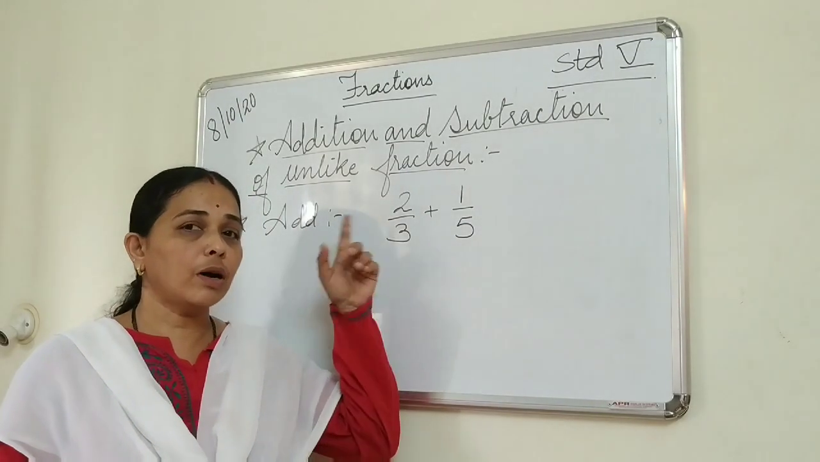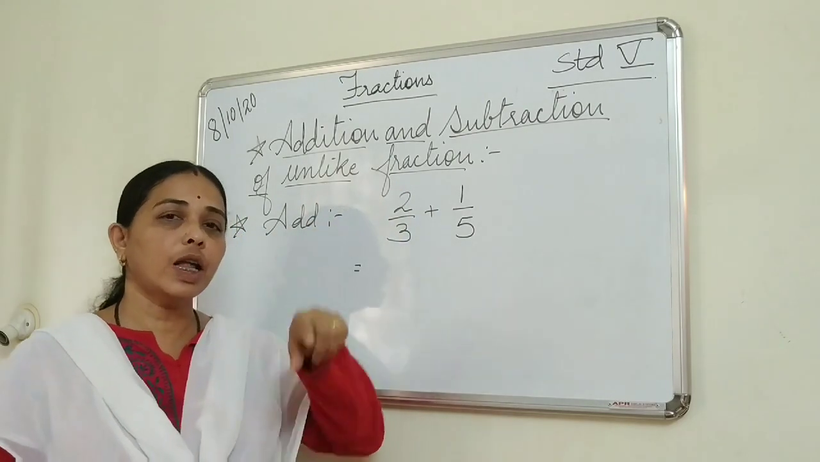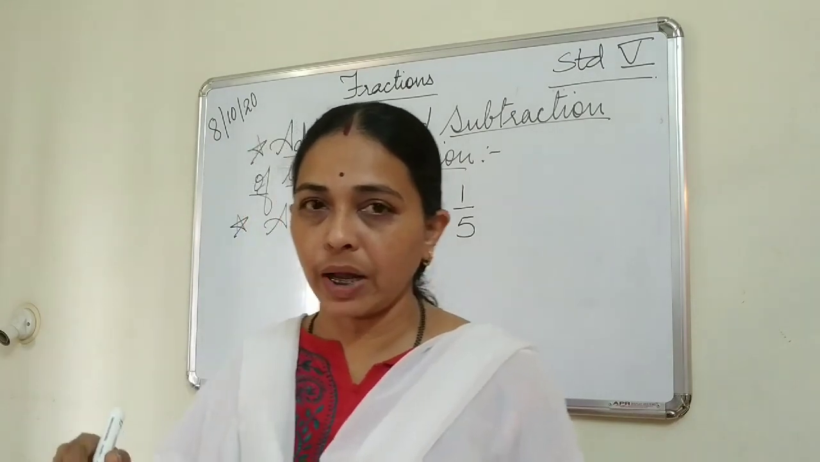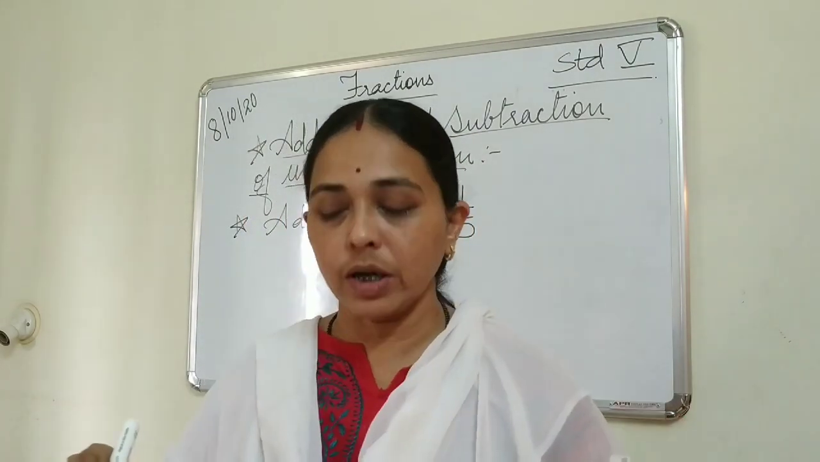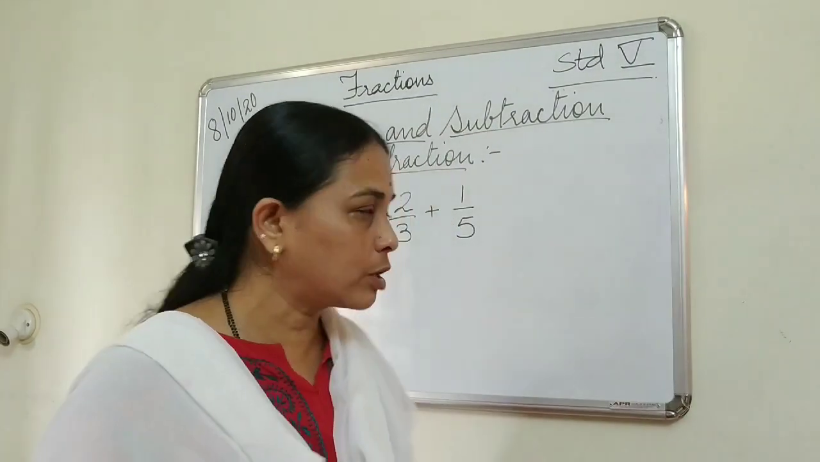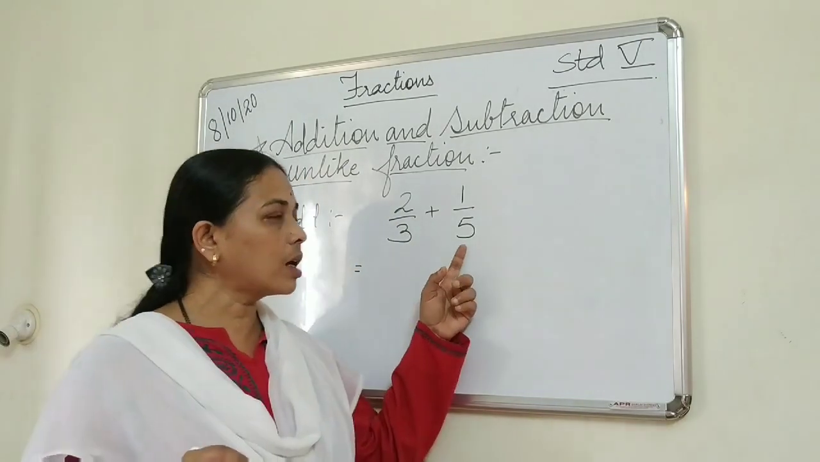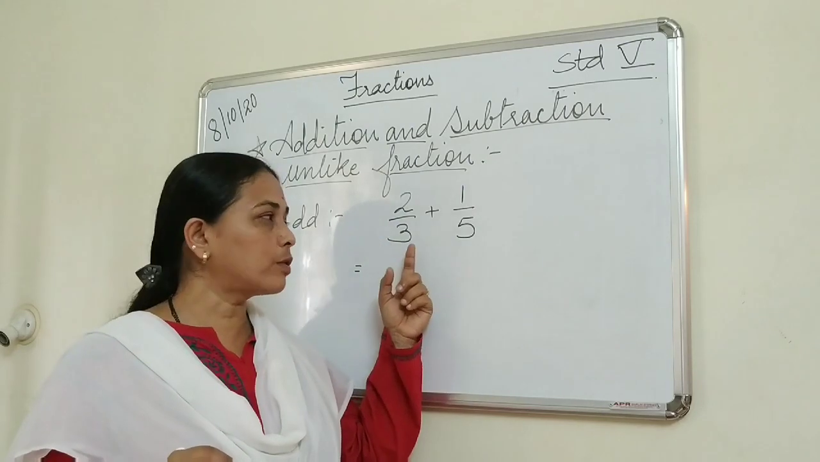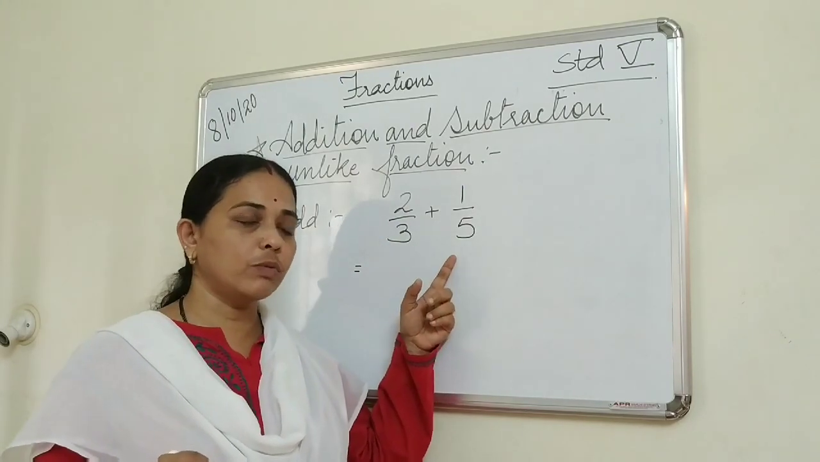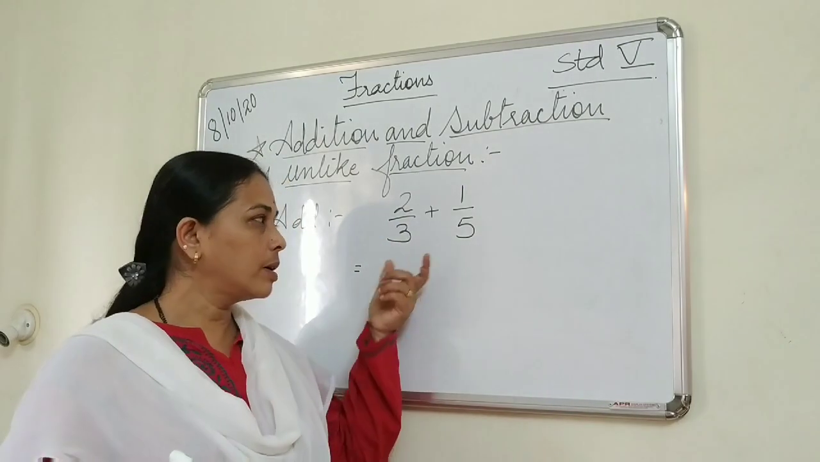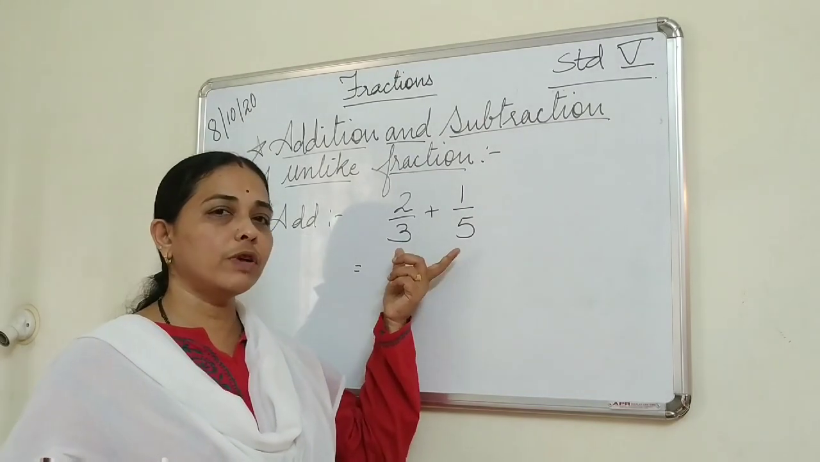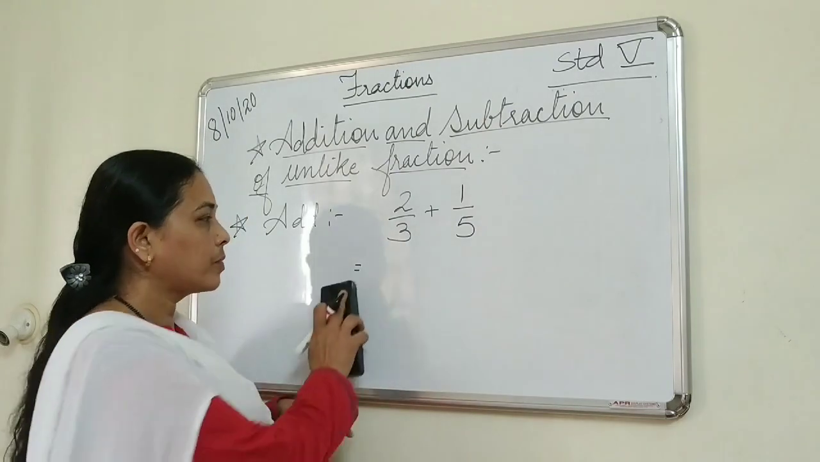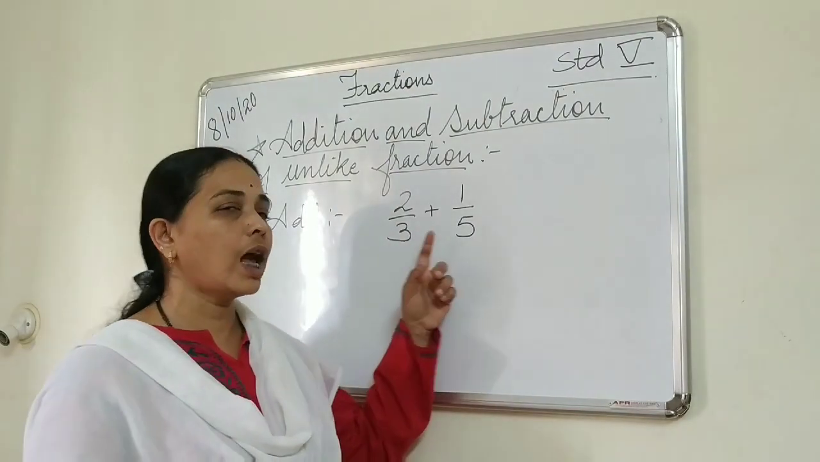We have to learn about addition and subtraction of unlike fractions. Like fractions you know how to add, like fractions you know how to subtract. We have to learn about unlike fractions. Unlike fractions means their denominators are different. Okay, if the denominators are different, we have to make the denominators equal and then add. Making the denominators equal means we have to find the common multiple in them, common multiple in 3 and 5.